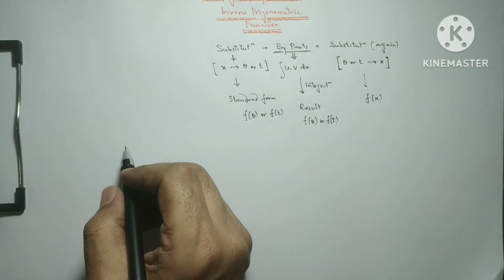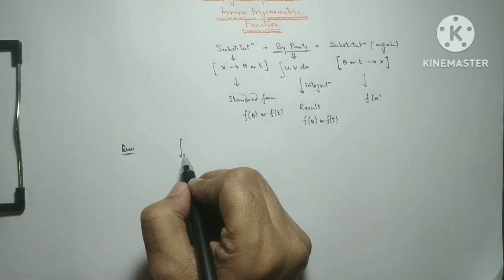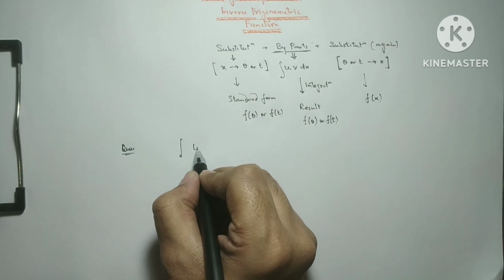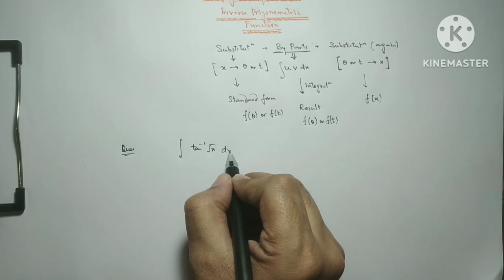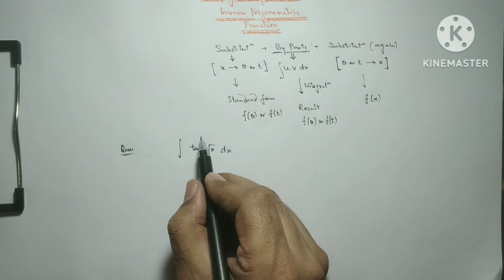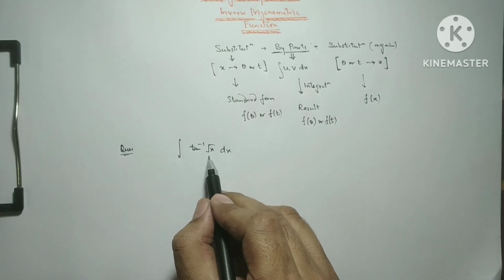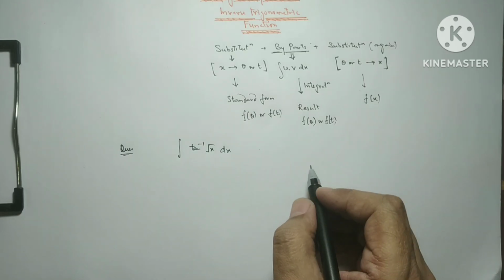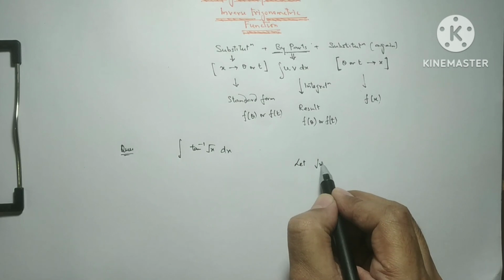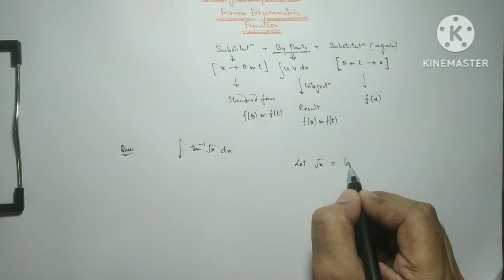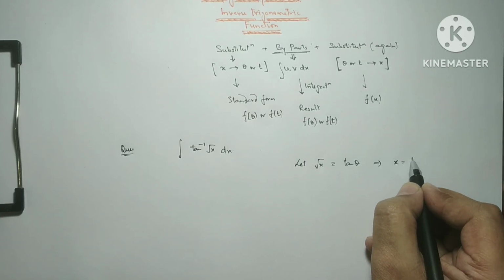So we are taking a question on inverse function, like integrate tan inverse root x. And this is simple, and you can see this is not a standard function, this is not tan inverse x, so this is the modified function. Right, now first we use substitution. Let root x equals tan theta, or you can say x equals tan square theta.